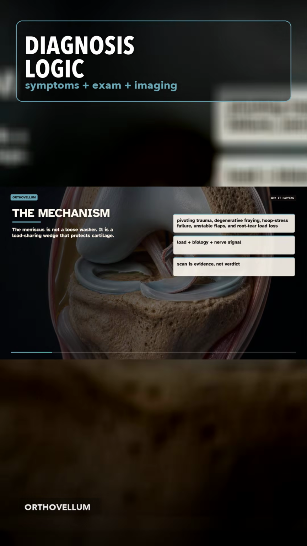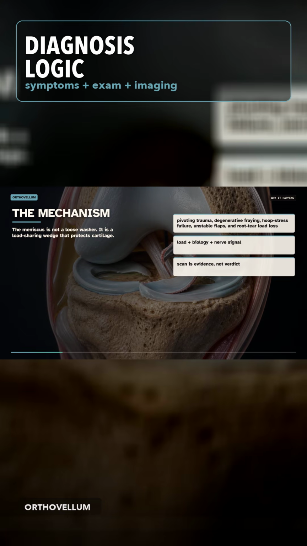The core mechanism is pivoting trauma, degenerative fraying, hoop stress failure, unstable flaps, and root tear load loss. This is why two people with similar images can feel very different. Tissue appearance, load, inflammation, nerves, strength, and confidence all interact.